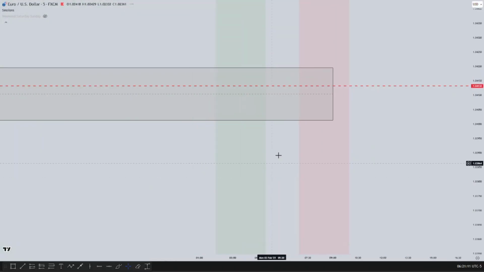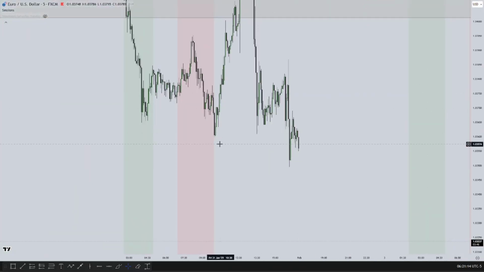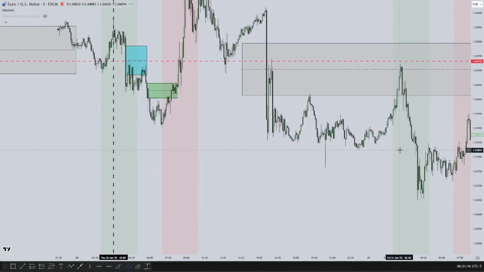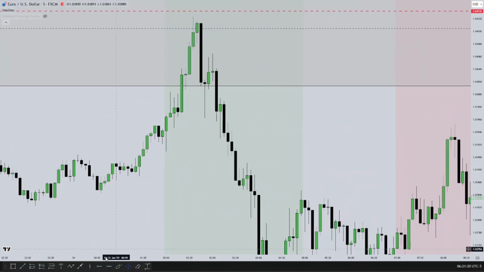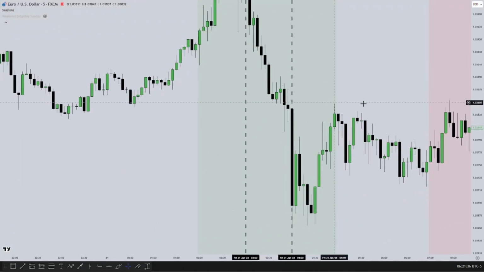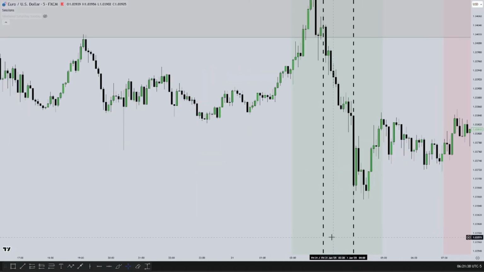Let's go to the 3 a.m. on a 5 minutes. Let's go to 3 a.m. So here's 3 a.m. So here's the trade setup.